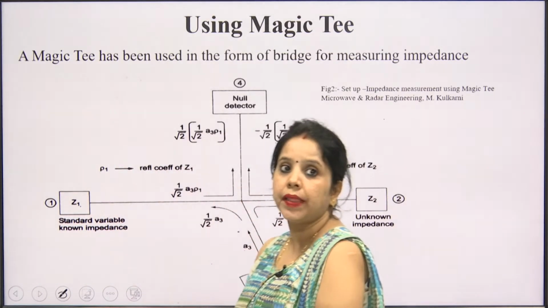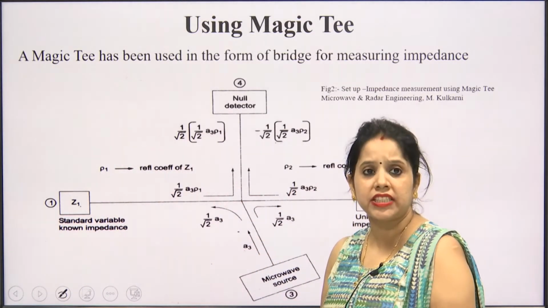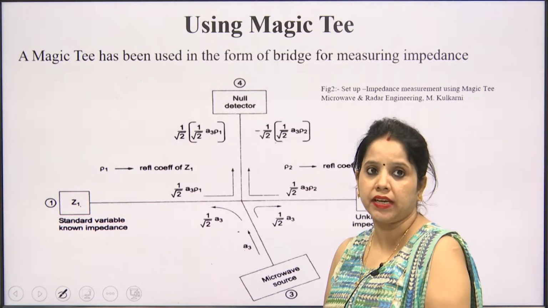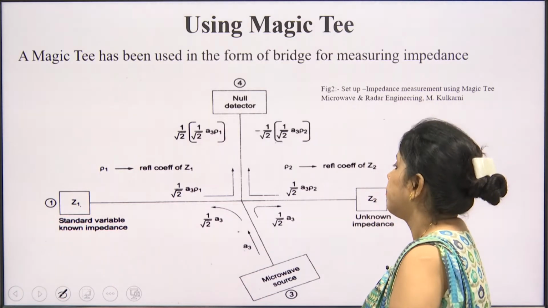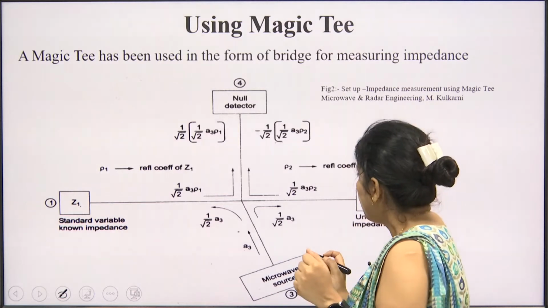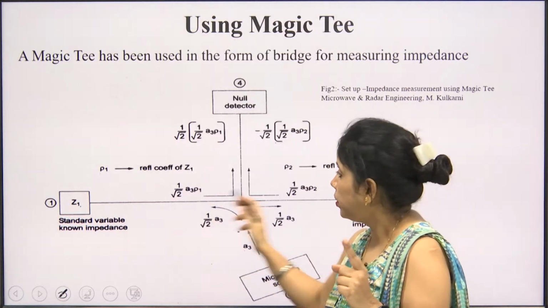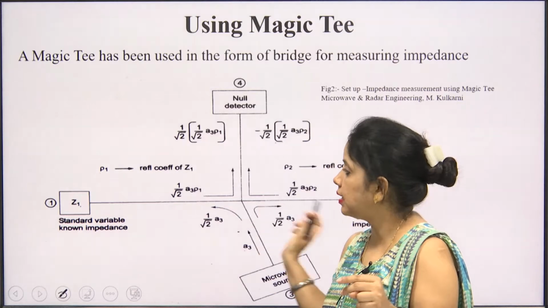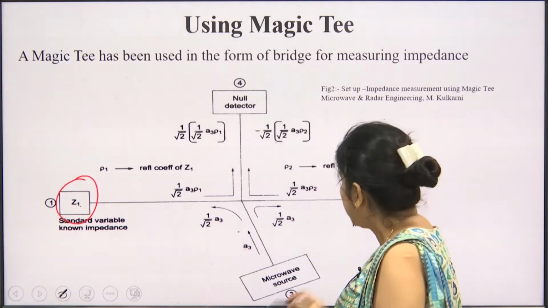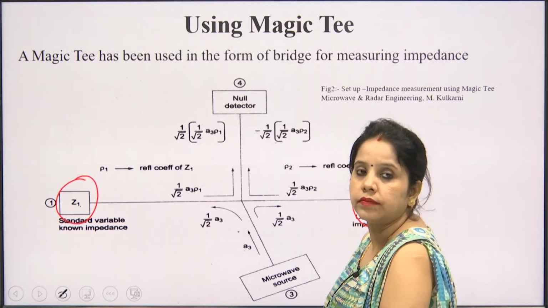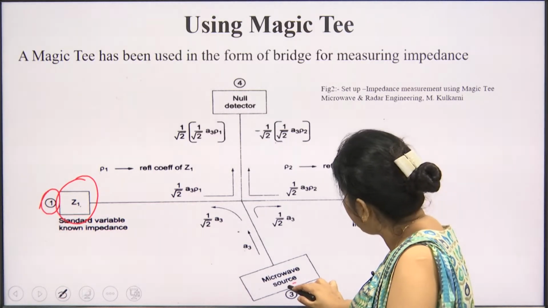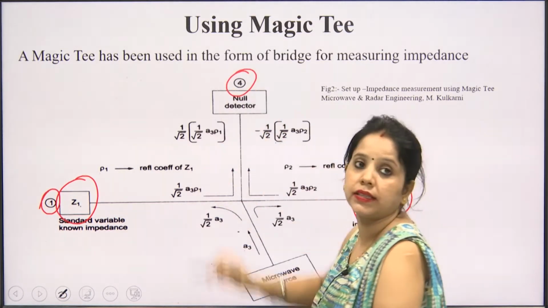Now first, using the magic T. What is the principle of the magic T? Magic T is the combination of E plane T and H plane T, and it is a 4-port device. One of the things which I want you to remember is that in the collinear ports, signals are not received. For example, if we provide the signal to port 1, it will not be received by port 2, and if we provide the signal to port 3, it will not be received by port 4.